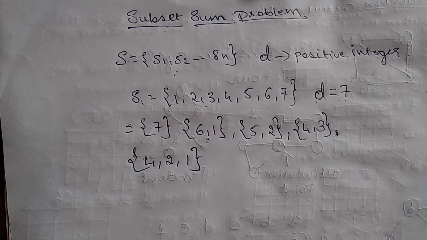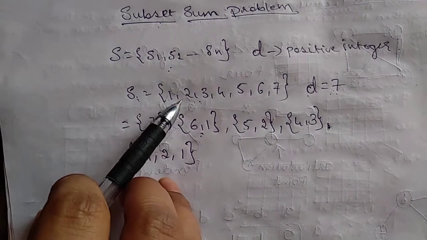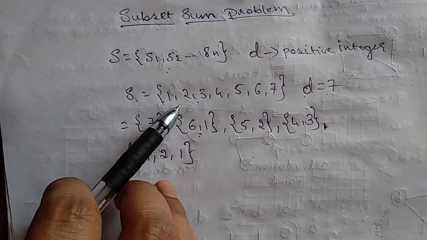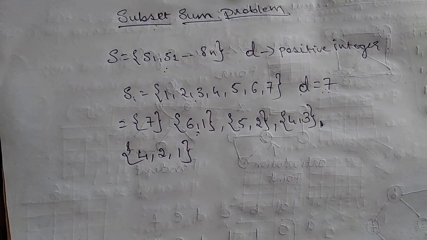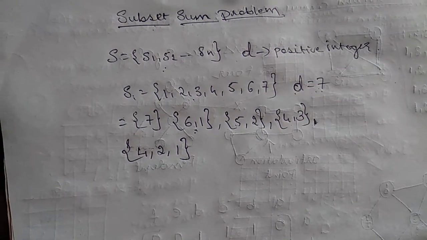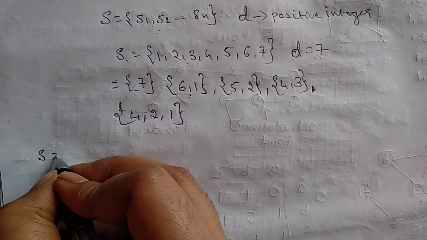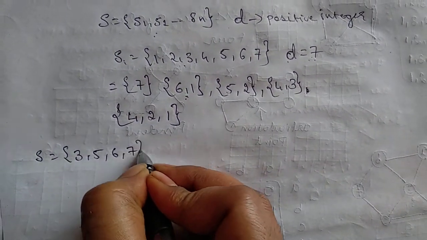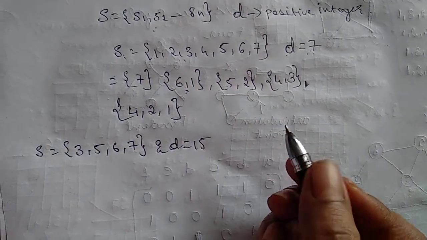Then the left and right child represent the inclusion and exclusion of this subset, meaning whether to add 1 or not, add 2 or not, like that we have to take. Now we'll take one problem and then apply the subset sum problem. See here, it is given S is equal to 3, 5, 6, 7 and d is equal to 15.